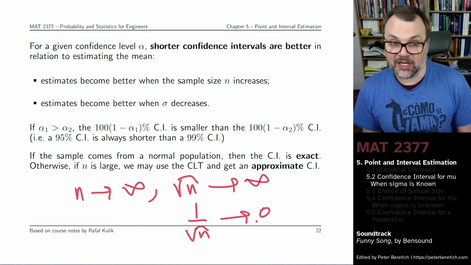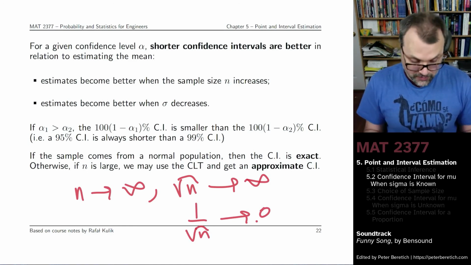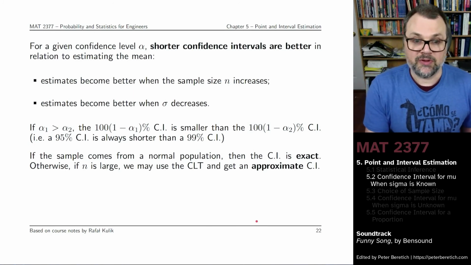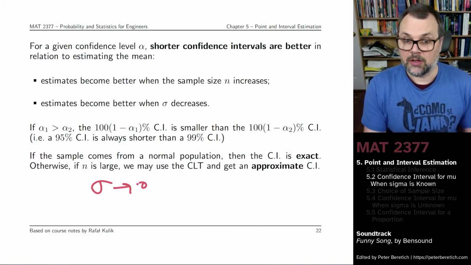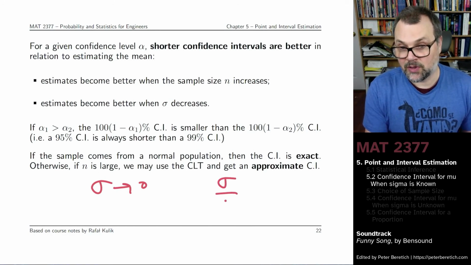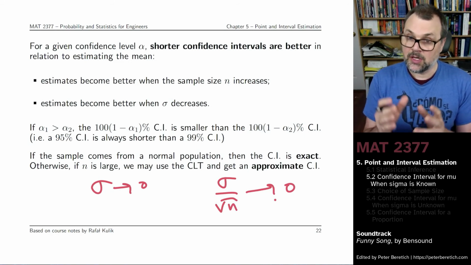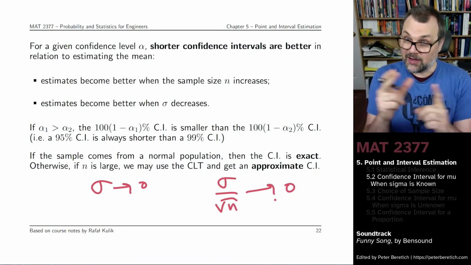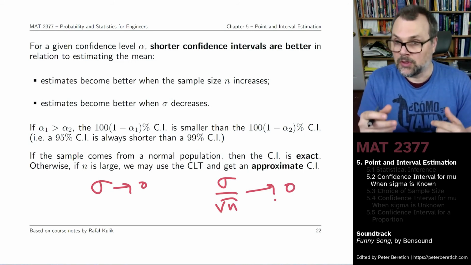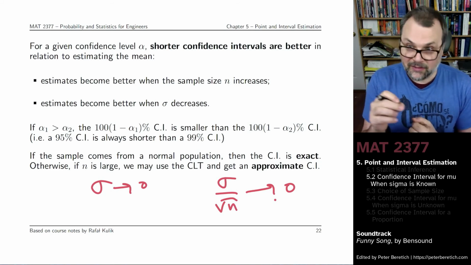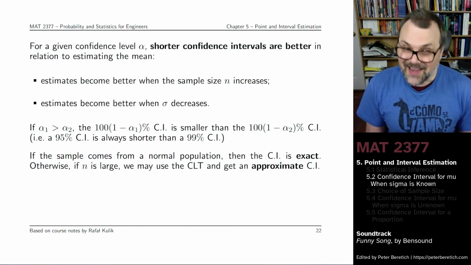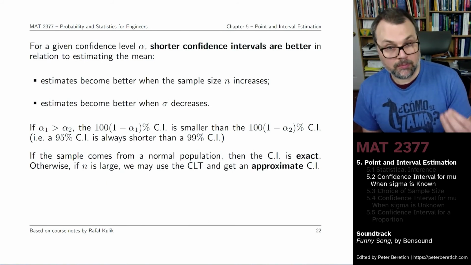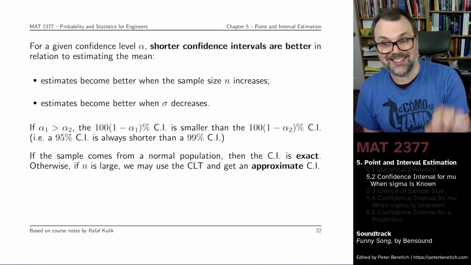Another way in which you can have smaller confidence intervals, which would be better, would be for sigma to decrease. If sigma gets smaller and smaller, the expression sigma over square root of n will also be getting smaller and smaller. It will decrease, meaning that the full radius, which is some multiple of the percentile z alpha over 2, gets smaller and smaller as well. If the sample came from a normal population, this construction is exact.